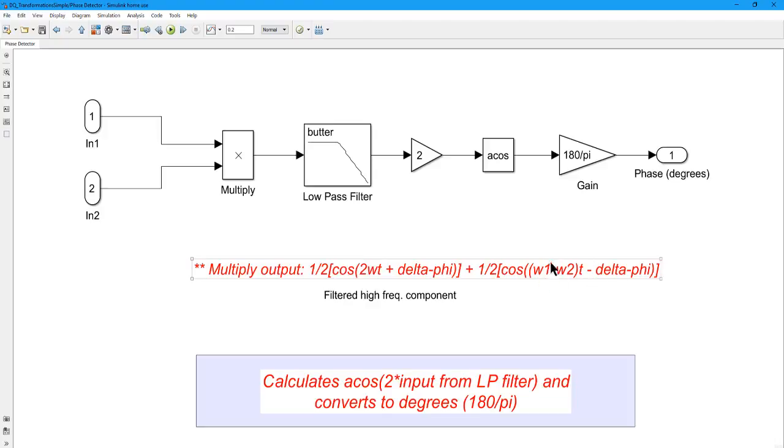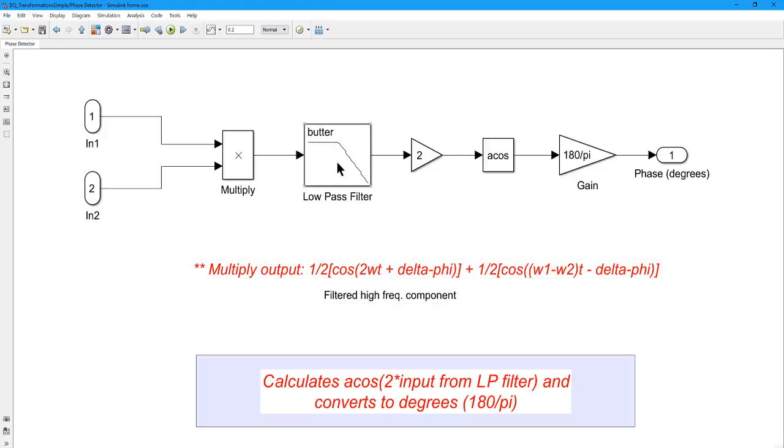Here I am taking the difference between the frequencies of the two inputs, omega 1 minus omega 2, and I've got a 1/2 cosine of that minus delta phi. So you can see delta phi, which is the phase angle between the two, is in both components. Okay? So what we need is a DC. We basically just need a delta phi. Okay, a flat DC delta phi to tell us what the phase angle is. So this is a 2 times frequency, or 120 hertz in this case. So we can just filter that out.